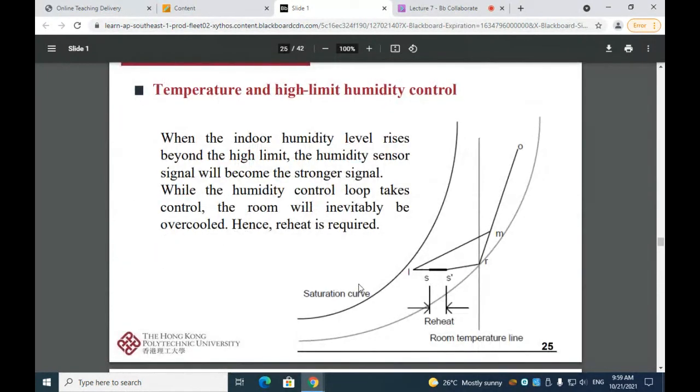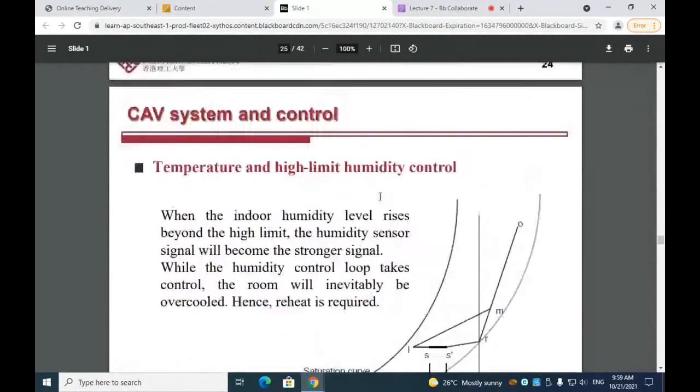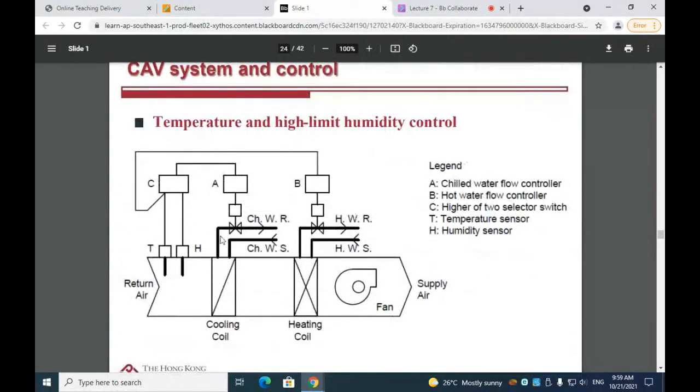So when the indoor humidity level rises beyond the high limit, then the humidity sensor signal will become the stronger signal. And if the humidity sensor signal becomes the stronger signal, then in order to decrease the humidity ratio, we have to further increase the cooling load at the cooling coil. And when we further increase the cooling load at the cooling coil, the air will be overcooled here.